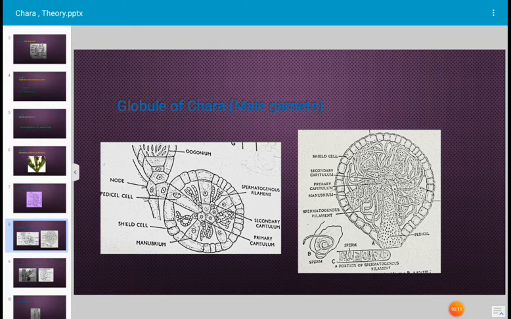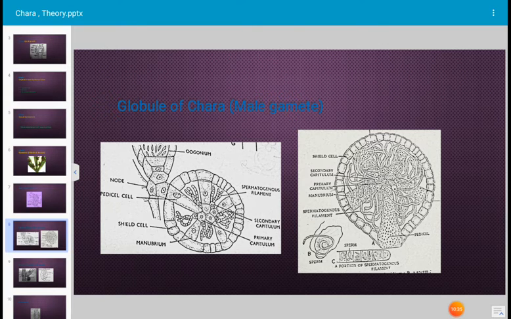Globule consists of 25 cells. The wall of the globule consists of 8 cells, which are called shield cells. Shield cells are 8 in number. The outer wall of each shield cell is marked by a number of infoldings or curved plates. There is also an outgrowth of pedicel into the cavity within the globule.